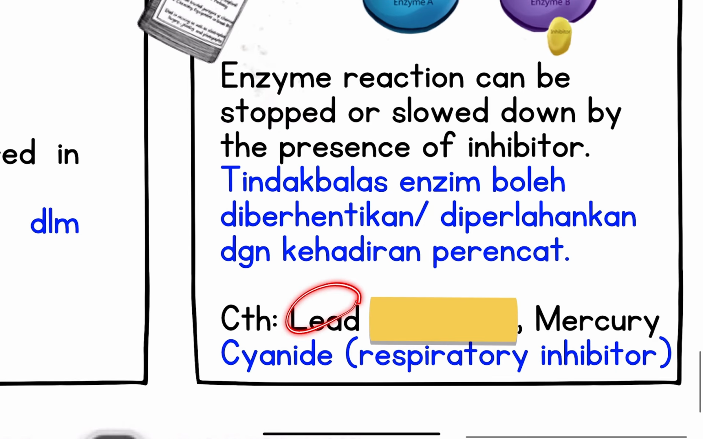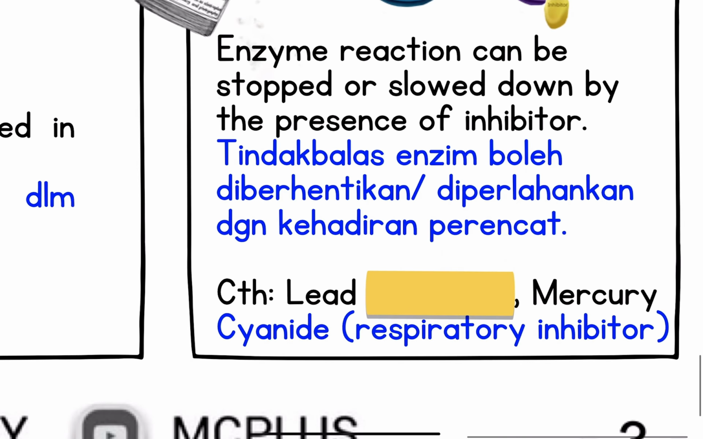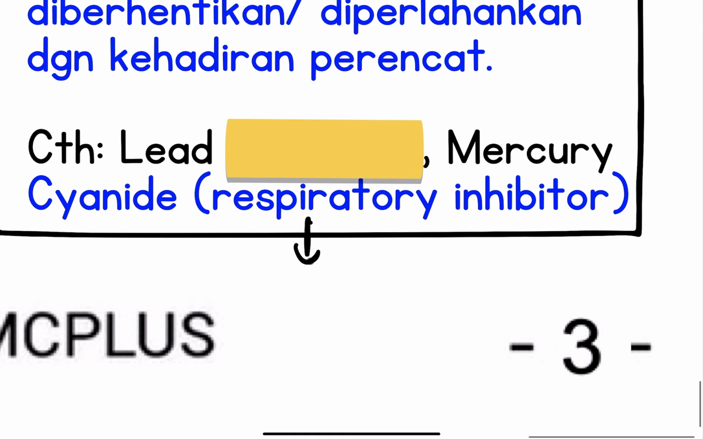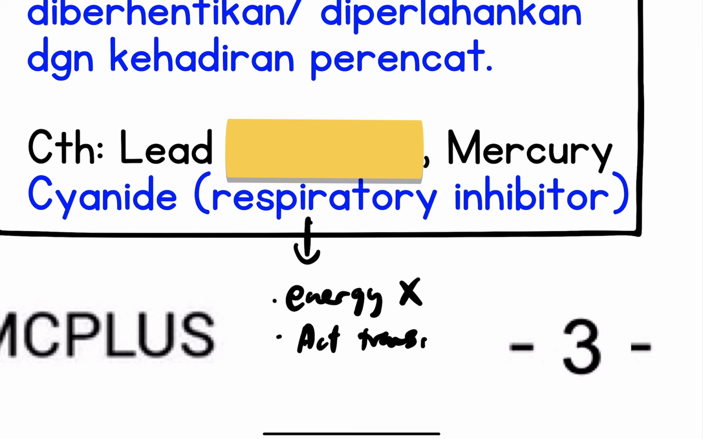Example, lead, mercury. These are the heavy metals. And we have a cyanide. This is famous in the question. Respiratory inhibitor means, remember respiration, dia punya process to generate energy kan. Jadi without respiration, energy cannot be produced. So process that requires energy such as active transport cannot occur.